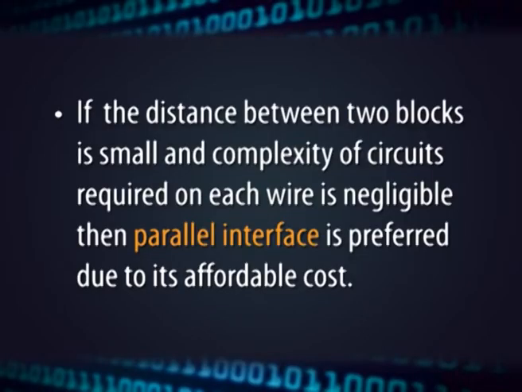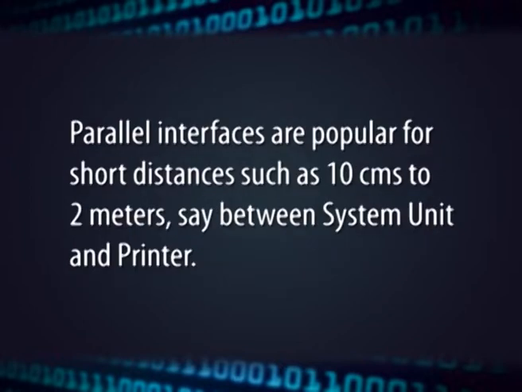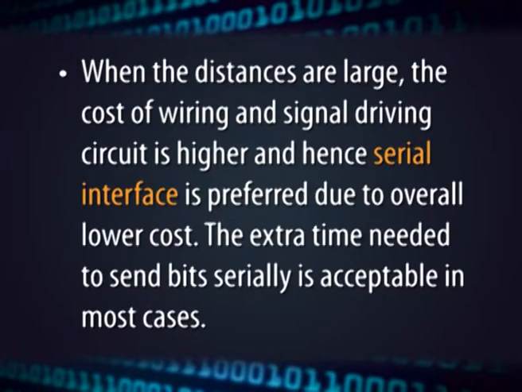When does one choose a parallel interface over serial interface and vice versa? If the distance between two blocks is small and complexity of circuits required on each wire is negligible, then parallel interface is preferred due to its affordable cost. Parallel interfaces are popular for short distances such as 10 centimeters to 2 meters, or say between system unit and a printer. When the distances are large, the cost of wiring and the signal driving circuit is high, then the serial interface is preferred due to overall lower cost.